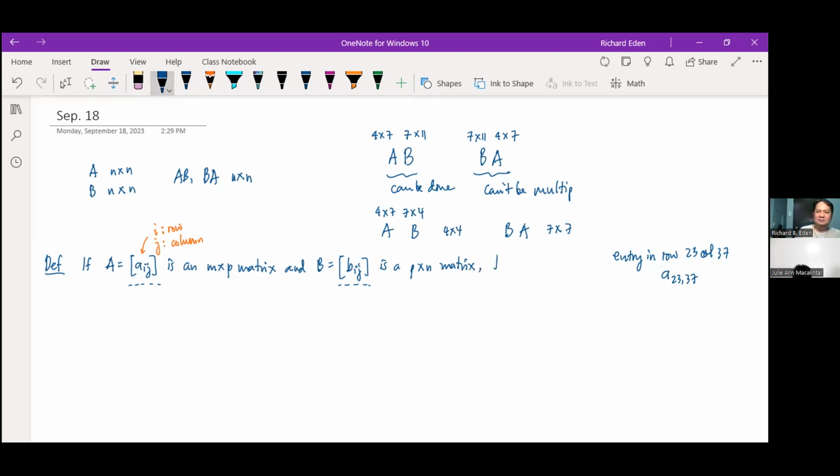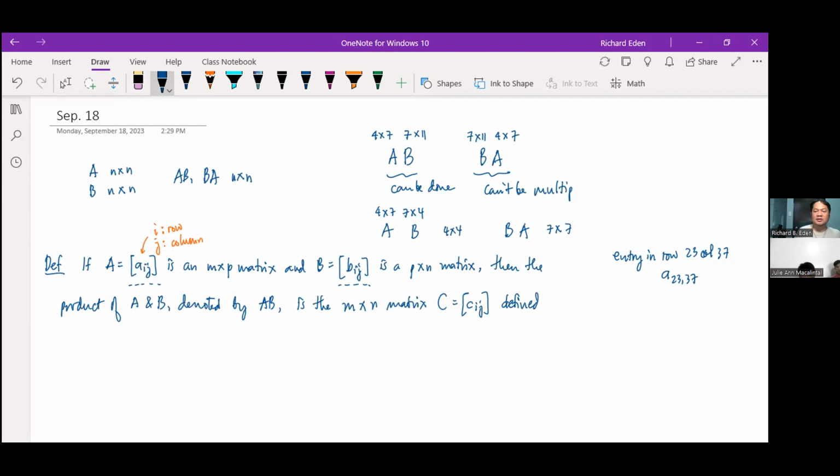Then the product of A and B, denoted by AB as usual, is the M by N matrix C. If the general entry is C sub ij, then the definition requires specifying what is the entry in row I and column J of matrix C.